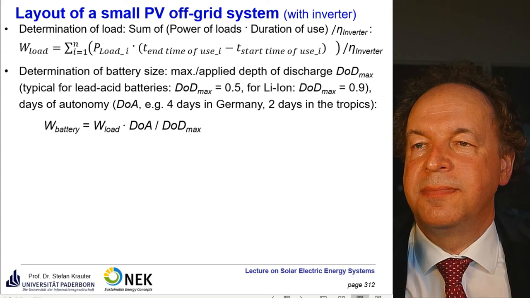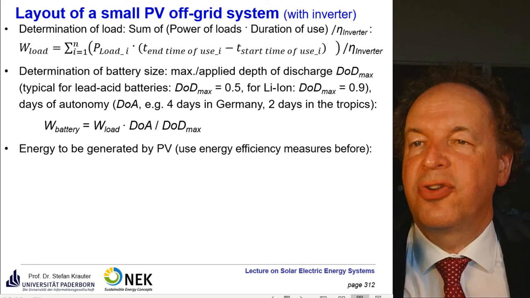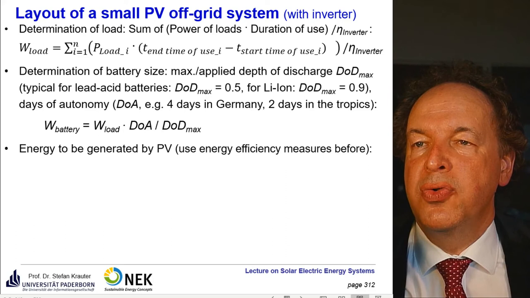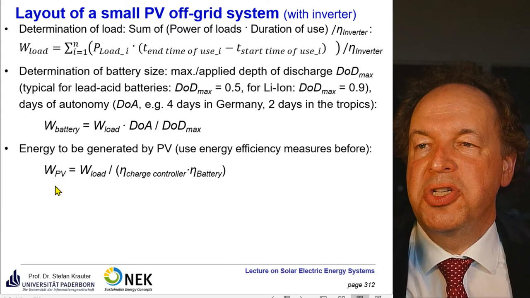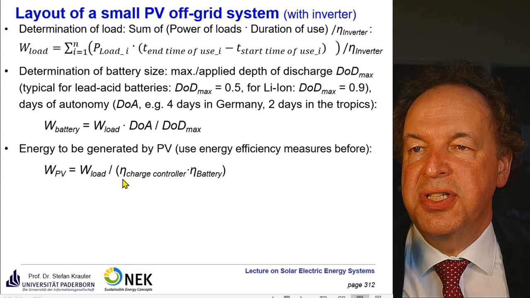Then we calculate the energy to be generated by photovoltaics. To save costs for the system, it's highly recommended to carry out energy efficiency measures beforehand, for example using energy-saving bulbs. You can substitute your conventional light bulbs with LED bulbs. Then you calculate the energy to be generated by PV. So it's the load, and then you have to consider the losses, which consist of the charge controller and the battery.